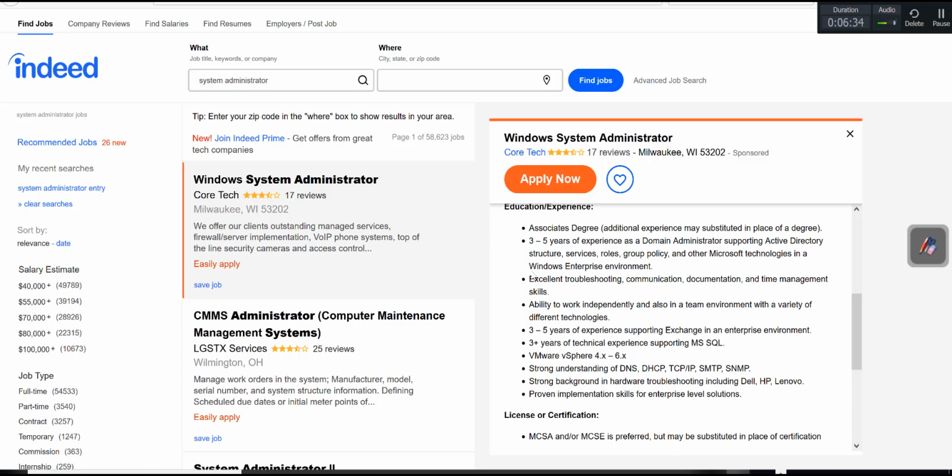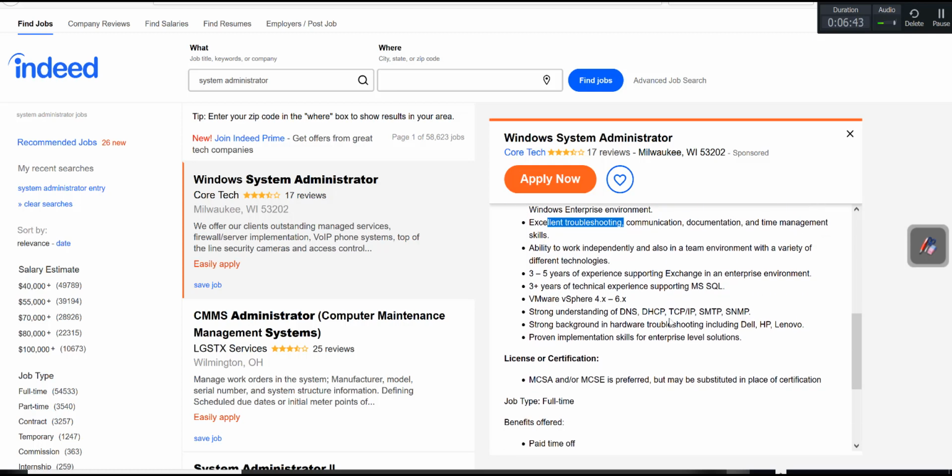And with trouble, it says excellent troubleshooting right here. It says you need excellent troubleshooting and communication. This is basic stuff. We learn that in an IT position anyway. You're going to need to know this as an IT professional.